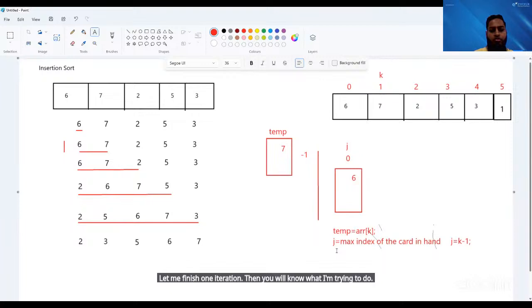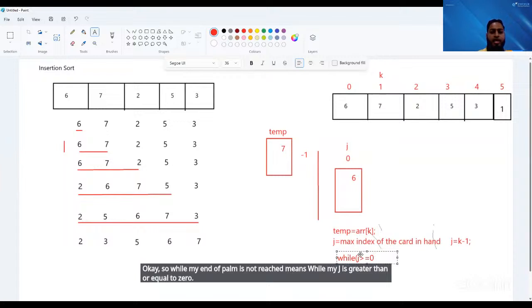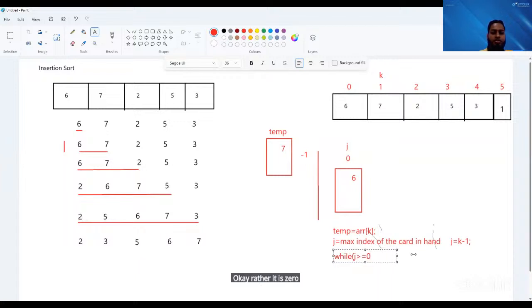Okay. So while my end of palm is not reached, meaning while my J is greater than or equal to 0, either it is 0 or it should be greater than 0. And what am I going to compare? My temp card. So when will I do the shifting? When my temp is less than or equal to the jth element, right? So what is my jth element?